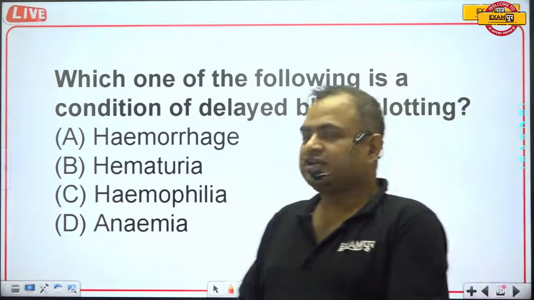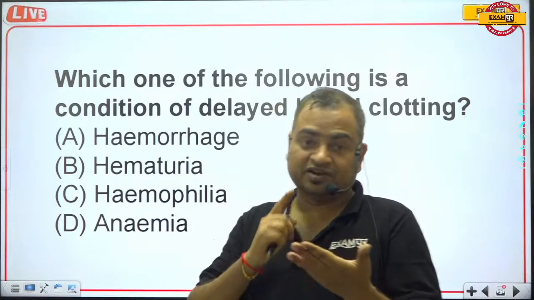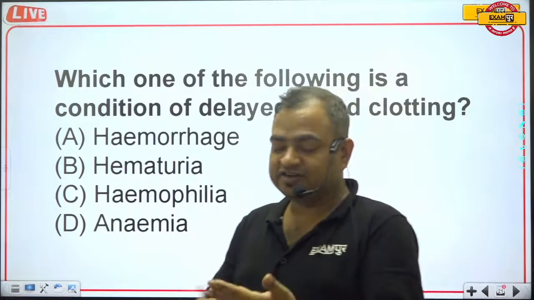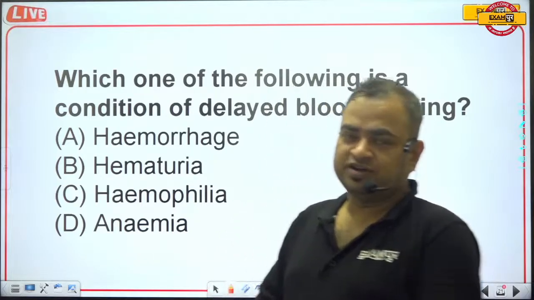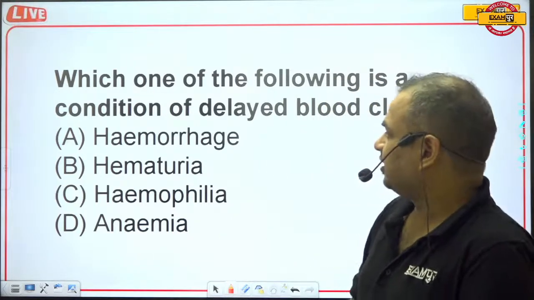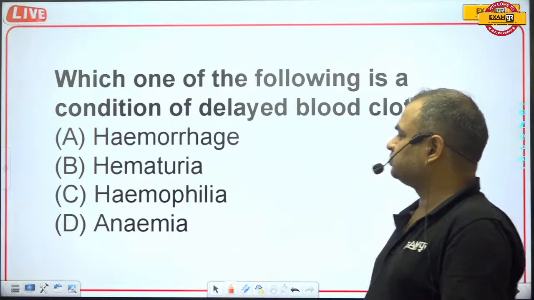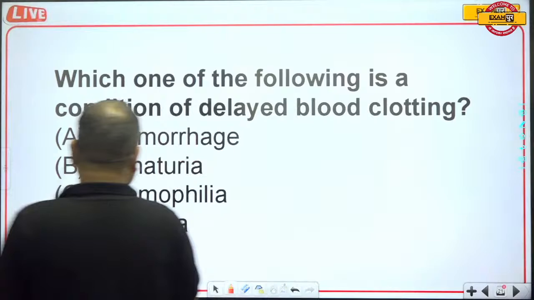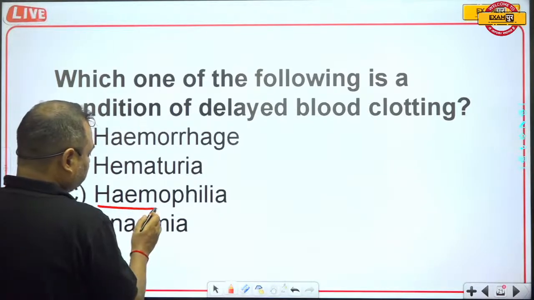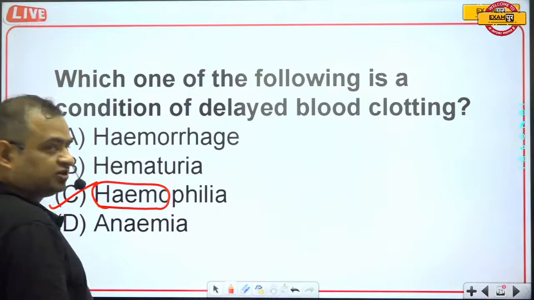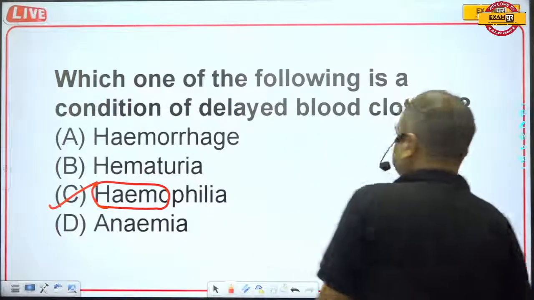Suppose that if any cut takes place in any body part, then the bleeding starts, and the bleeding doesn't stop very easily. It continues to flow. So this is just because of hemophilia. Hemo, when you find the word hemo, it is related to the blood.